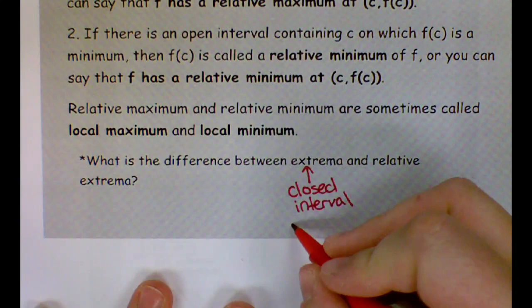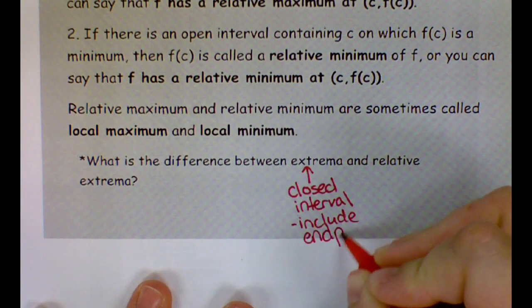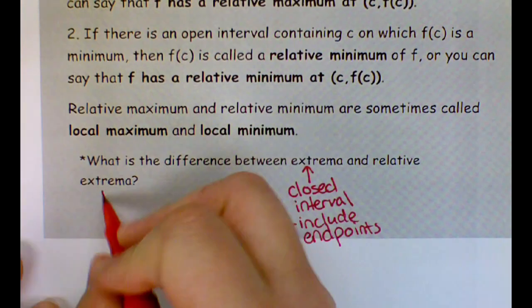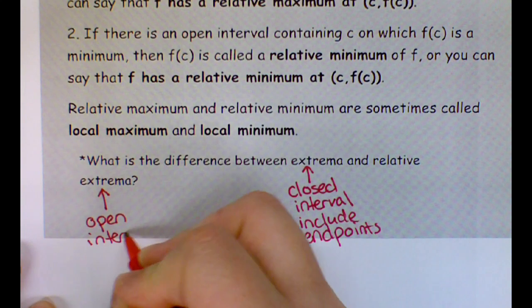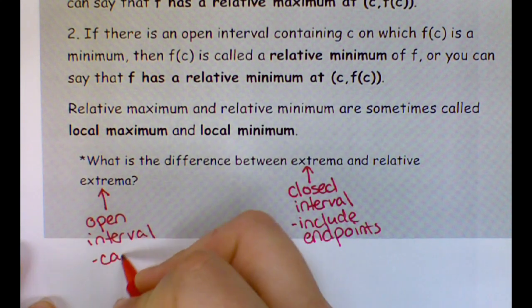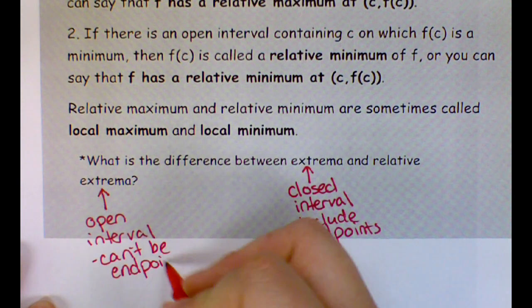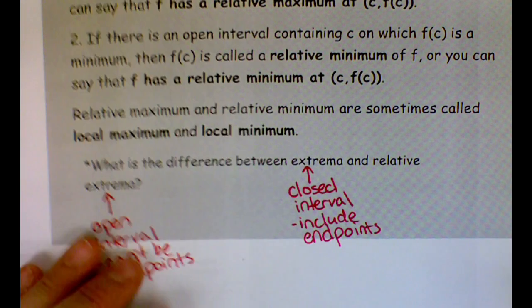So we include endpoints. The endpoints could be the extrema. Relative extrema are in an open interval, and these can't be the endpoints. Relative extrema are oftentimes used when we're talking about the whole graph and not just a specific interval.